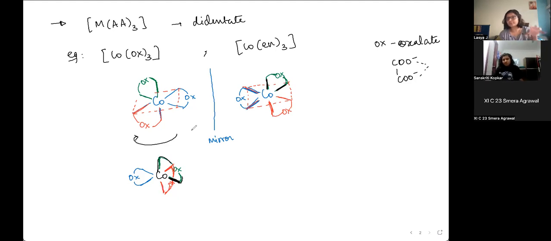So you can't superimpose these two, which is how we can say that they are two completely different molecules. That is the reason they are enantiomers. They are not the same molecule. They're isomers. Okay.